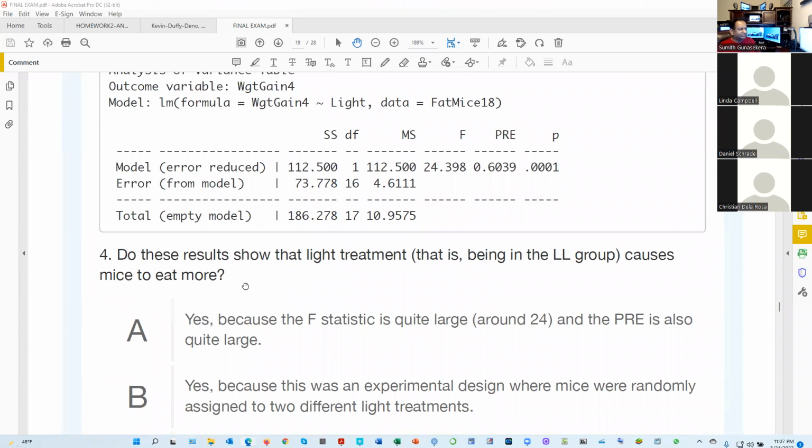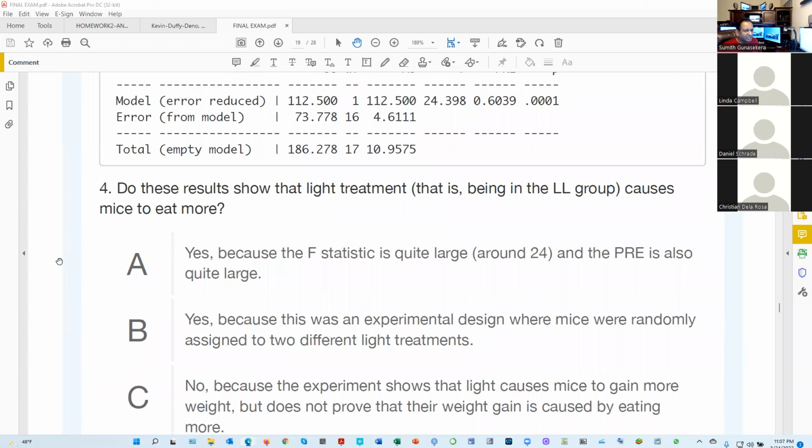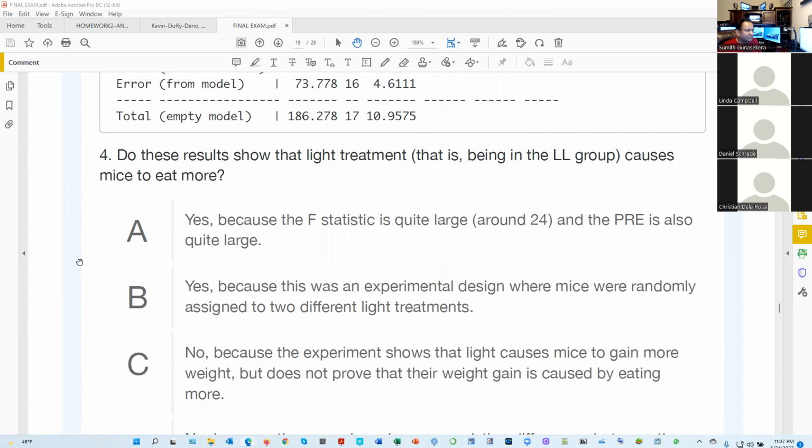And again, we ran this one. Does this result show the light treatment causes mice to eat more? We can build up only a correlation here. We said this was just a correlation study, no?